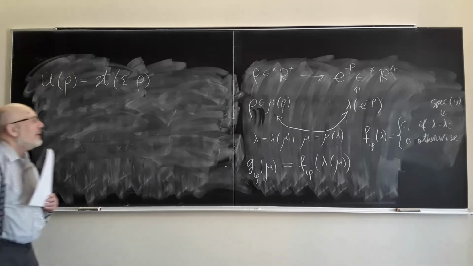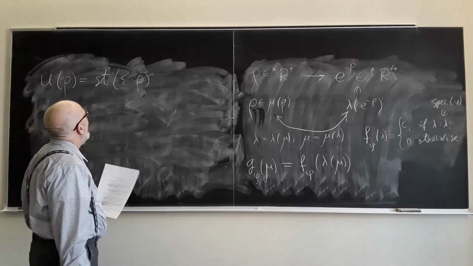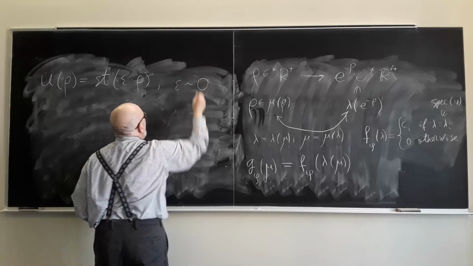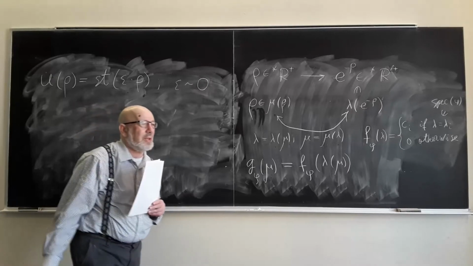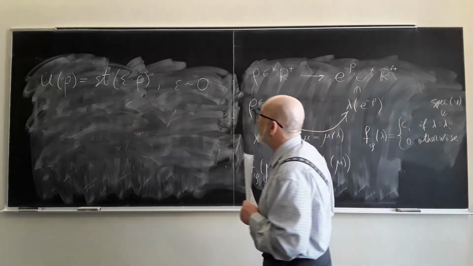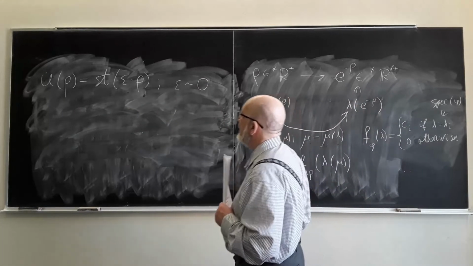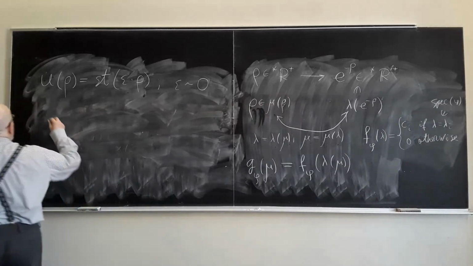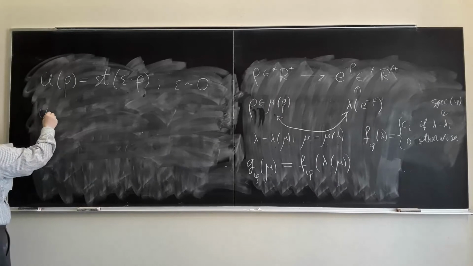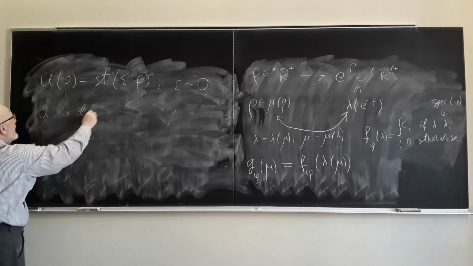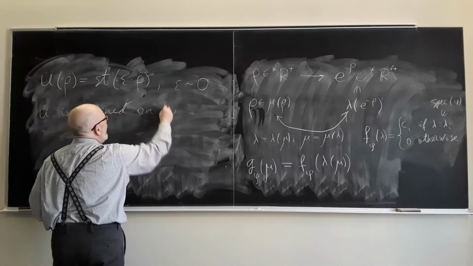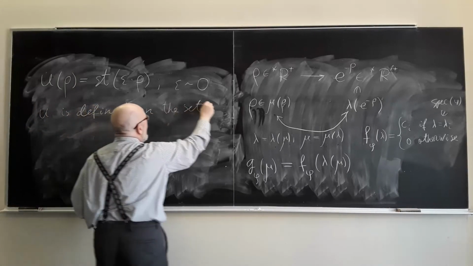In fact, if epsilon is infinitesimally small, note that this function is defined on the set mu capital. Mu is defined on the set mu.